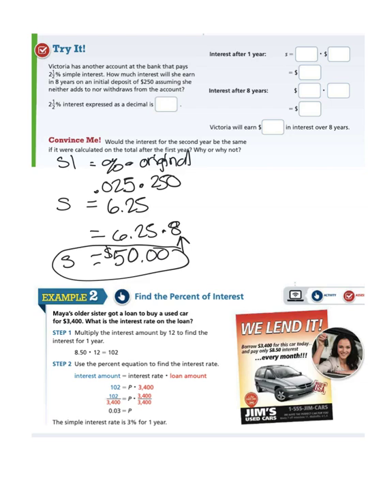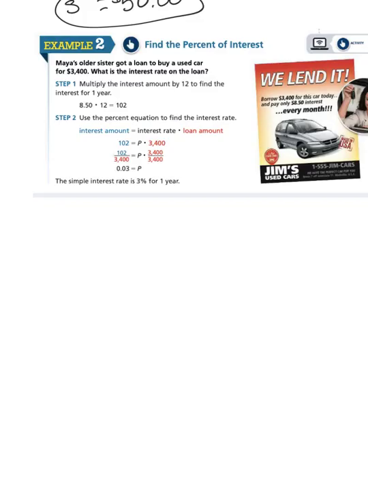Well, you are going to, again, use the percent equation. All right. So the very first thing you have to do is focus on this ad. It says you pay $8.50 interest every month. So you have to first find how much interest you're going to pay in 1 year.